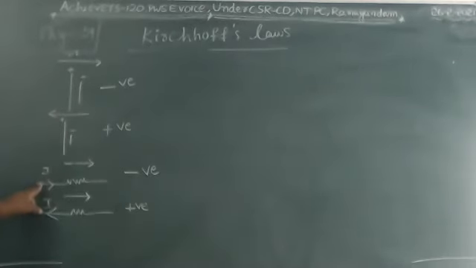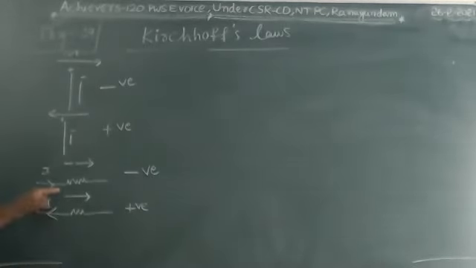Here, the current direction and the potential. If the potential difference across the resistance and the current direction are the same way, that is taken as a negative. If the current direction and potential difference direction are opposite, then you have to take the values as positive. These are the four sign convention rules, very important.